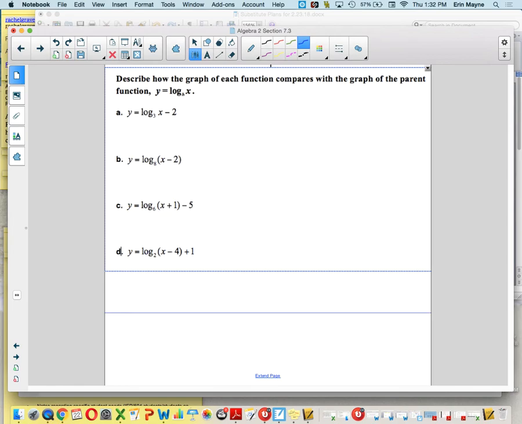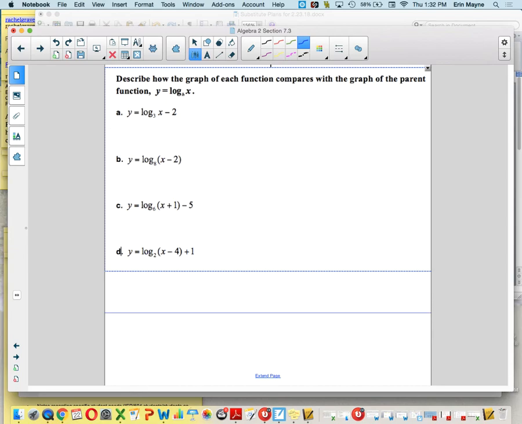Hey, if you have something filled out for each of these, will you raise your hand? Okay, ready? Pop your hand up. What do you do for A? Ella, go. Down 2. B. And Nick. Two to the right. C. Be careful there, Richard. One left, 5 down. Last one, D. Jake. 4 to the right.